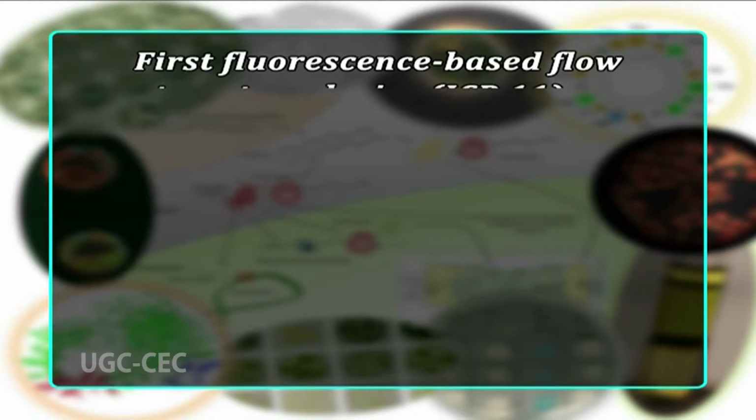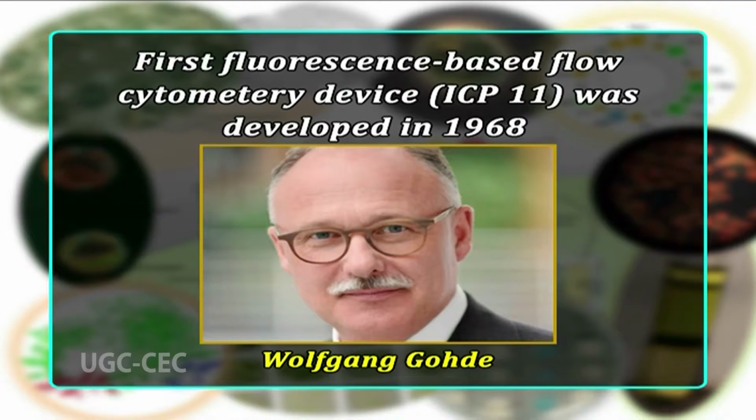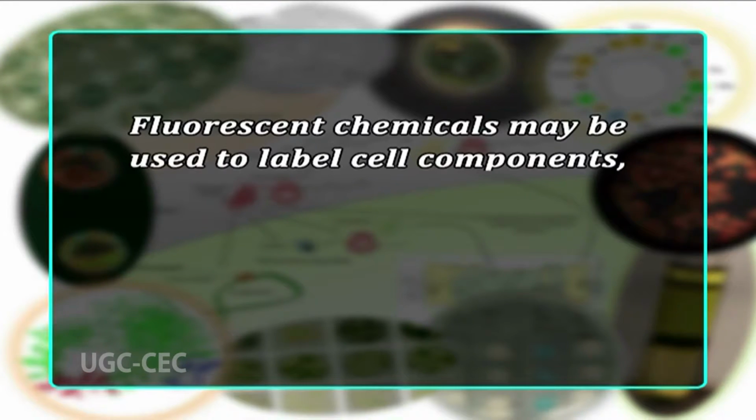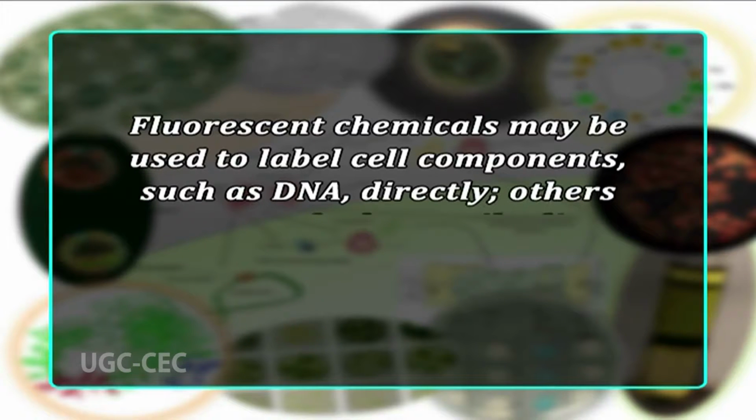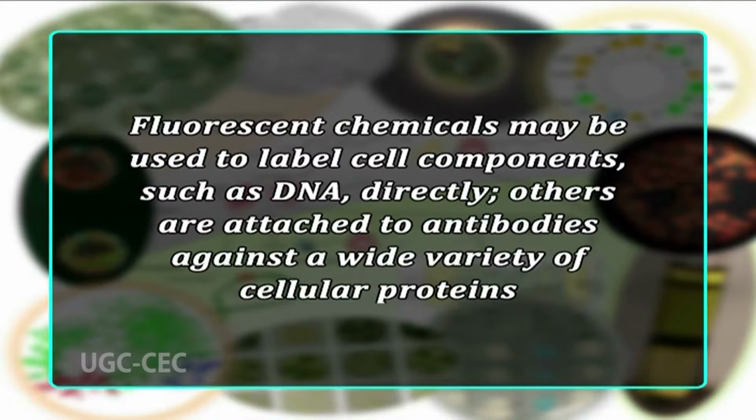The first fluorescence-based flow cytometry device, ICP-11, was developed in 1968 by Wolfgang. Fluorescent chemicals may be used to label cell components such as DNA directly. Others are attached to antibodies against a wide variety of cellular proteins.